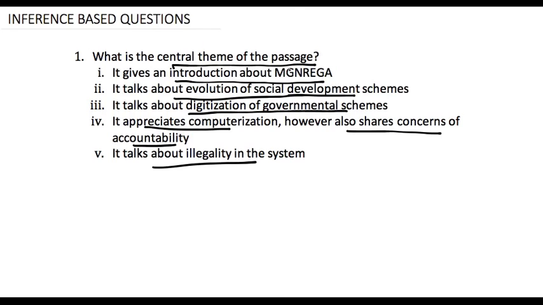As I said, the first paragraph talks about MG Narega as well as digitization, whereas the second paragraph, which is bigger and more critical, talks about the fourth point, which is appreciation of computerization, whereas at the same time discussing the concerns of accountability. So the fourth choice is the closest because it covers the first paragraph as well as the gist of the second paragraph. These questions can be answered by elimination by seeing which choice covers the entire theme of the paragraph, whereas which choice covers only a part of the central theme of the paragraph.